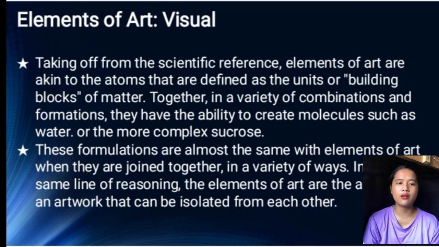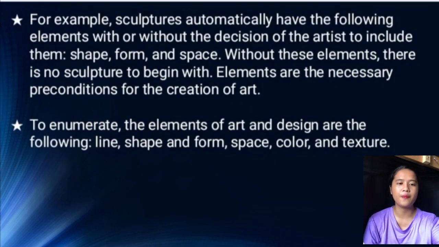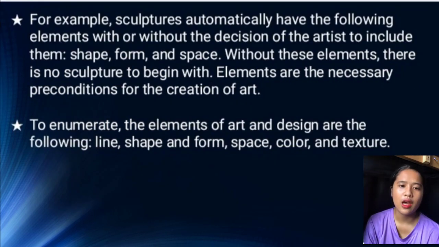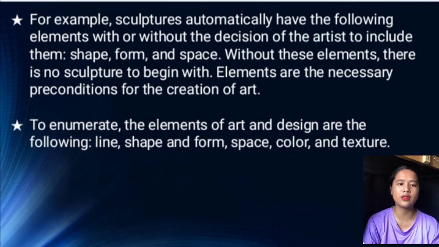In the same line of reasoning, the elements of art are the aspects of an artwork that can be isolated from each other. For example, sculpture automatically has the following elements with or without the decision of the artist to include them: shape, form, and space. Without these elements, there is no sculpture to begin with. Elements are the necessary preconditions for the creation of art.